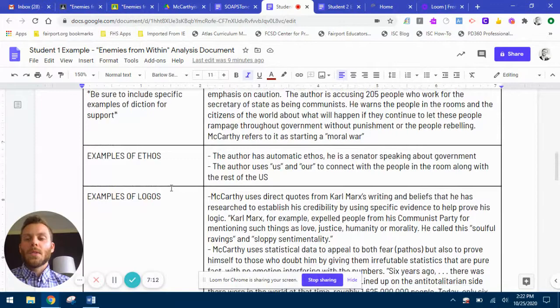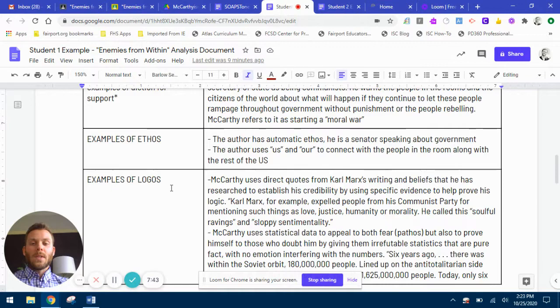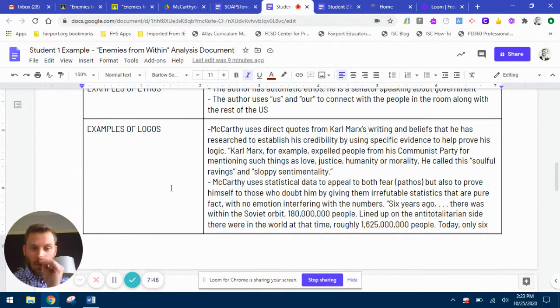Now, when we go down to ethos, this student gave a couple of direct examples, and was able to pick out that Joseph McCarthy does have automatic ethos because he is a U.S. senator. He has ethos established. People recognize him as someone in the government and as a senator, someone hopefully to be trusted. But then she also picks out his use of us and our to connect with the people and establish credibility with the people.